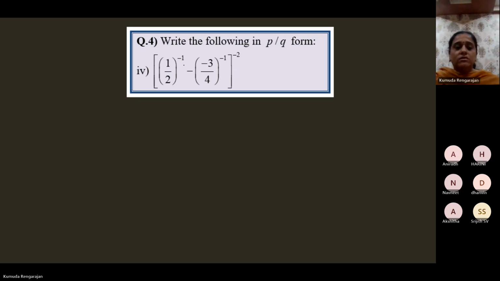Okay. So here also you see the power is negative. So you have to make these powers positive. You'll have to simplify within the bracket first, and then this power minus 2. So I'm not showing the answer slide. Do it by yourself. First simplify the bracket.